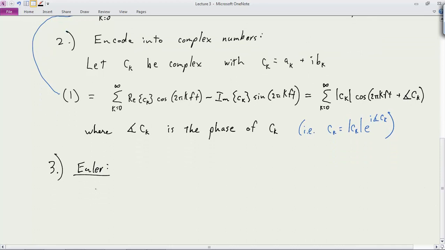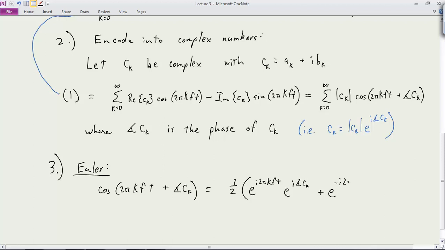Okay, which says that cosine of 2 pi k ft plus this phase. All right. So this equals, by Euler's identity, 1/2 of e to the I 2 pi k ft times e to the I phase CK plus the negative of these.